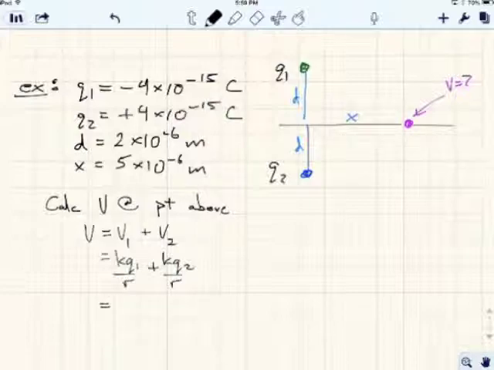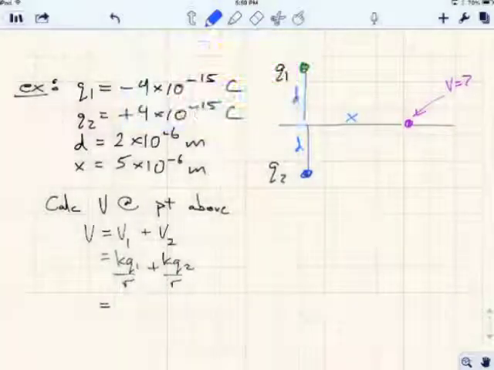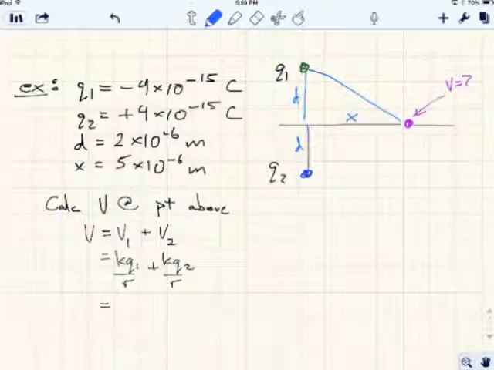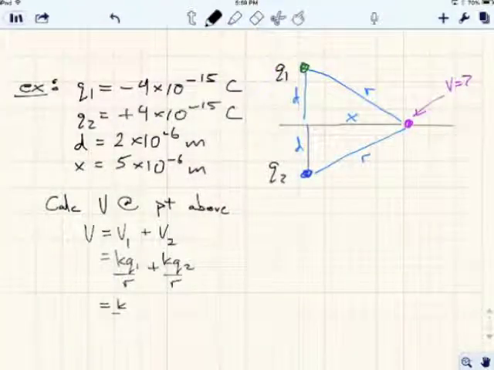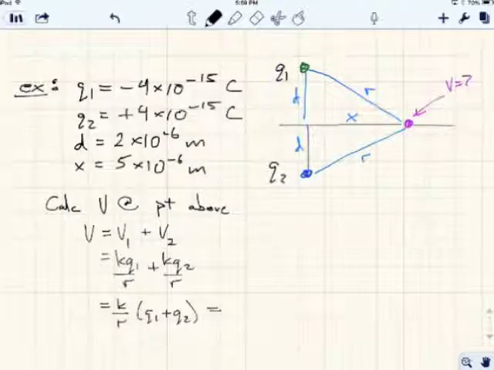Since our distance R is the distance from the charge to the point, so it's that distance and that distance, and both of them are the same, I can factor some stuff out, and I get K over R times Q1 plus Q2. This is great because Q1 and Q2 have the same magnitude but opposing signs, so this summation is going to be 0, and our electric potential at that point is exactly 0.